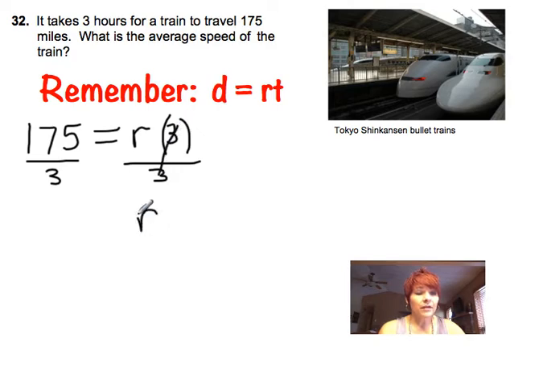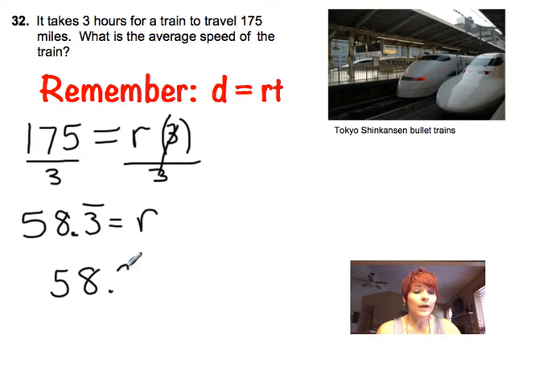So then I end up with r equals, 3 goes into 175, 3 goes into 17 5 times, and there'd be 2 left over. So you'd add that to the 5. 3 goes into 25 8 times, and there would be 1 left over. So you think about having a 0 there, carry the 1. 3 goes into 10 3 times, and that's going to happen repeatedly. So it would be 58.3. So I would say it is about 58.3, and this is going to be measured in miles per hour, because those are our labels, miles and hours. So that would be my answer for 32.